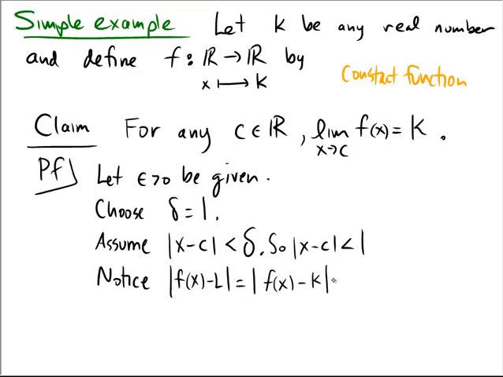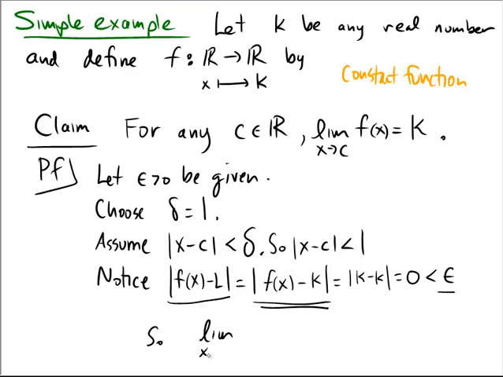Now, since f of x is the constant function k, this is equivalent to k minus k. But what's k minus k? Well, that's 0. So this was actually true not just for x minus c less than delta, or less than 1, but no matter what. That 0 is going to be less than epsilon, because epsilon greater than 0 was the object that was given. It was already a positive number. So since we showed that f of x minus l, or more specifically f of x minus k, is less than epsilon, we get to conclude that the limit as x approaches c of f of x is equal to k.